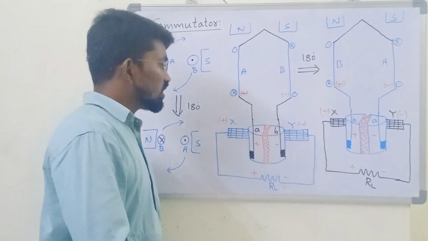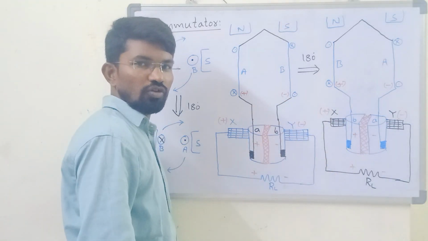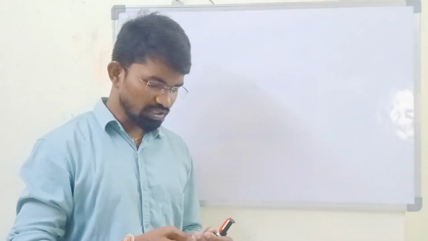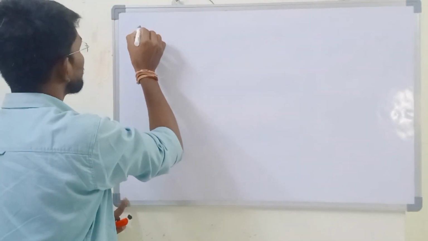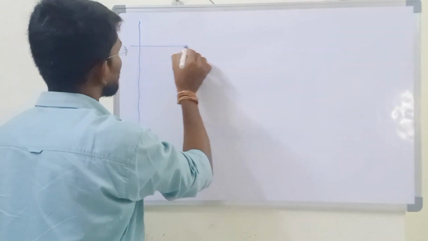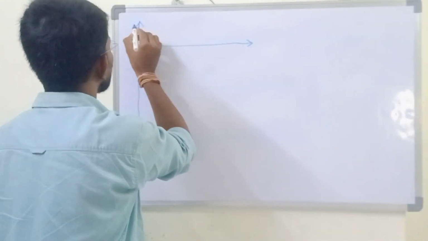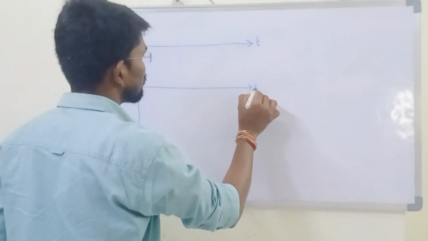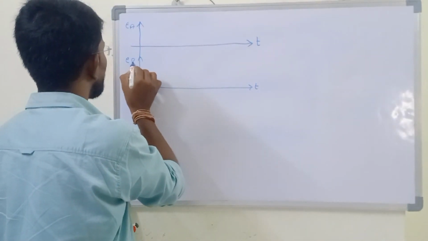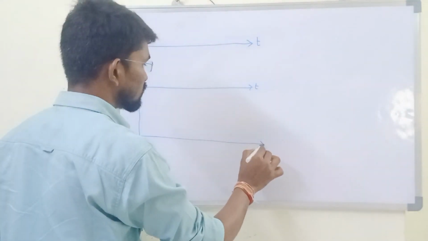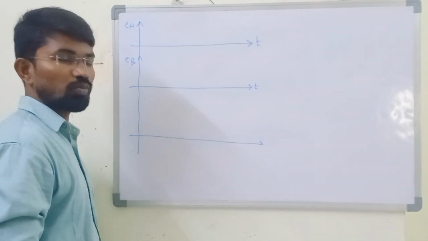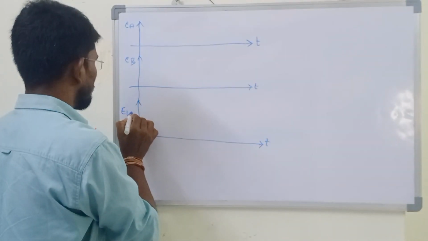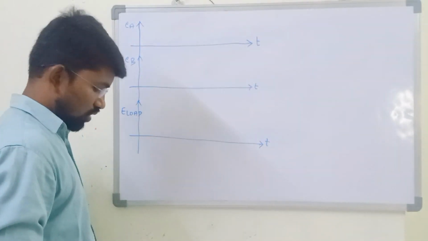Now, in order to understand this analysis, I will be drawing waveforms so that we can observe more from this. I am taking conductor A voltage here with respect to time. This is conductor B voltage with respect to time. Again I am taking here total voltage. Total voltage means that is nothing but the output load voltage.